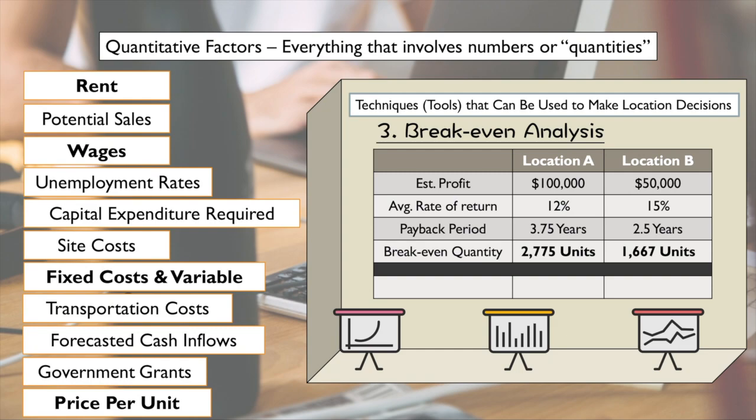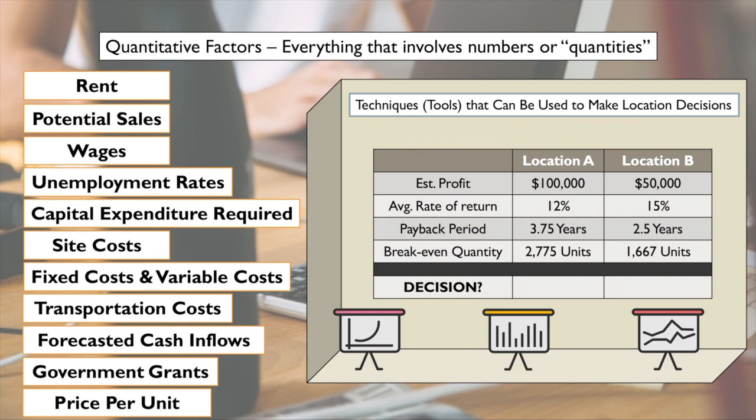So what do we do? Do we do location A? Well, we have a higher profit, and maybe profit is really all that we're looking to consider. Do we do location B? Well, it's less risky. It seems like there's less work involved as far as breaking even. Maybe for certain businesses, this is the better option. And you just need to come to a decision and be able to justify it based on the numbers that you see. And if you do that, you'll be using the quantitative factors that are important in determining your optimal location.